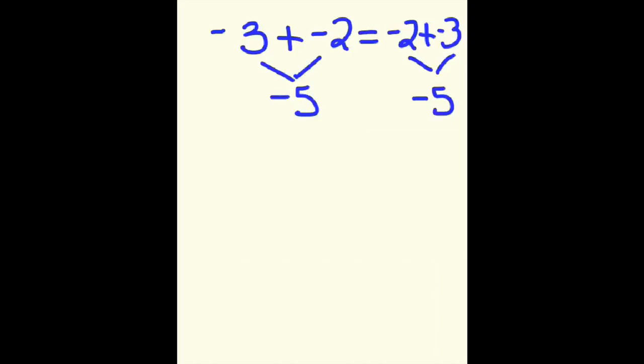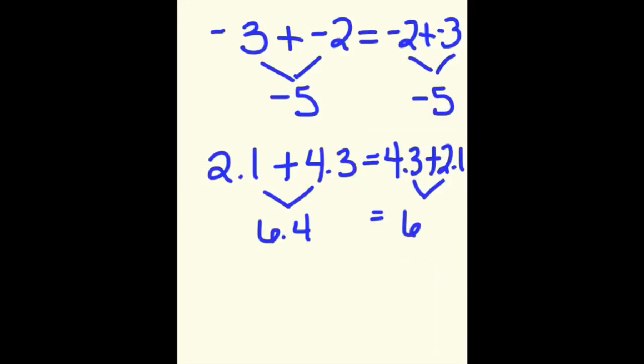Remember, the balloon starts at a -3. If we add 2 bags of sand, the balloon will go down. It's the same thing if we start at -2 and add 3 bags of sand, we will still go down to -5. It's true. Is the commutative property true for decimals? I think it is, but let's prove it. 2.1 plus 4.3, sorry, 4.3 plus 2.1 is the same thing. Okay, we can prove that by saying that that is 6.4 still equals 6.4 over here.